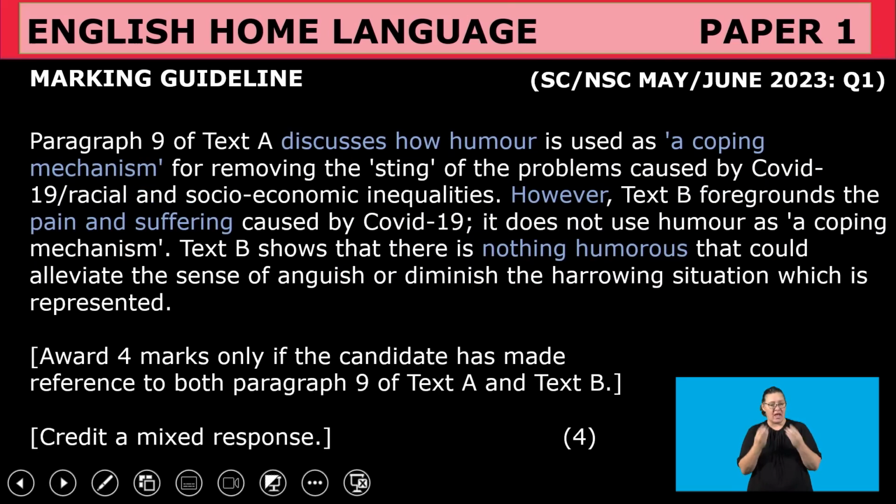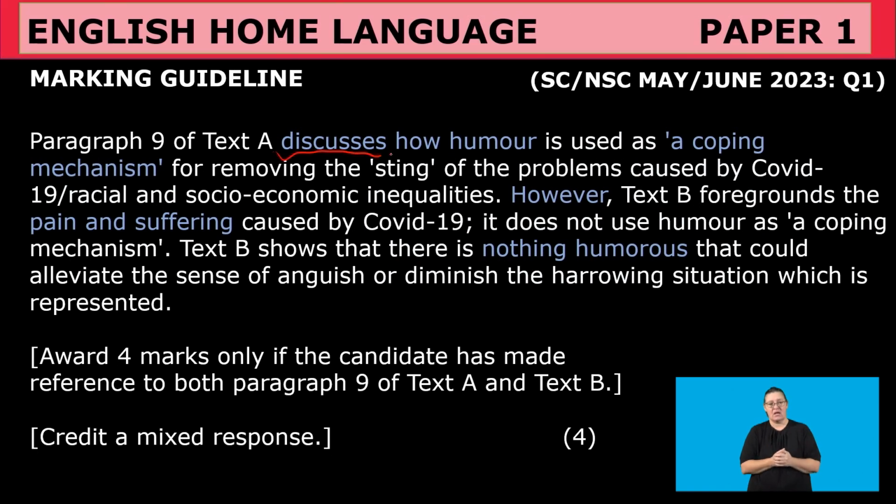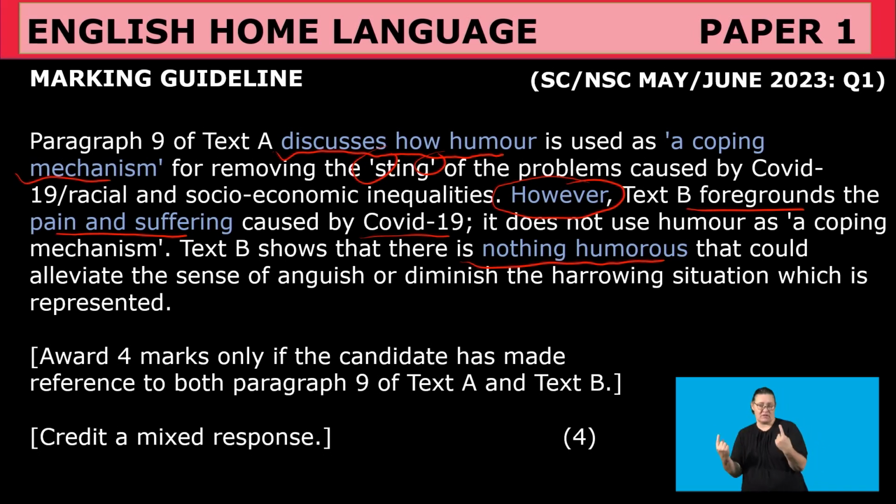You could also have a negative answer and then mix those 2. So paragraph 9 discusses how humor is a coping mechanism. Again, there's quotes included to prove the answer. However, so there's a contrast. So you may disagree and say text B foregrounds the pain and suffering that is caused by the COVID-19 pandemic and that there's nothing humorous about this. So when you're doing the comparative question, make sure that you look for similarities, but you may also find differences, and those will be accepted if you prove them in your answer.